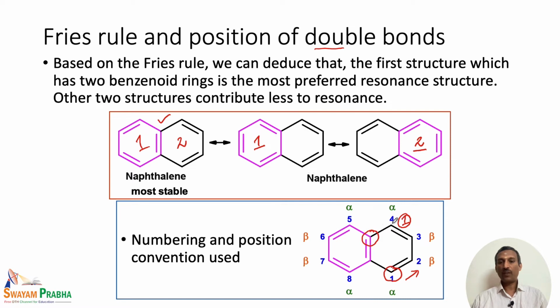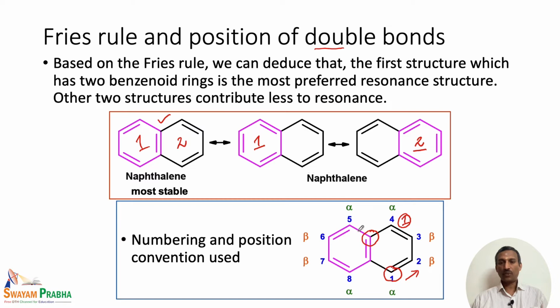So after we reach position 4, that means in one of the rings we start from the bottom. So 1, 2, 3, 4, four numbers are given, and the 5th number is not given to the ring junction, but we go to the next ring and then we start the numbering continuously here. So 5, 6, 7, 8 are the numbers. So this is how we generally give the numbering for naphthalene derivatives.